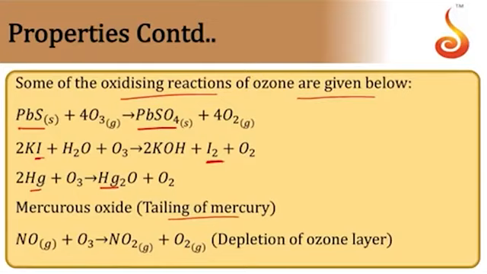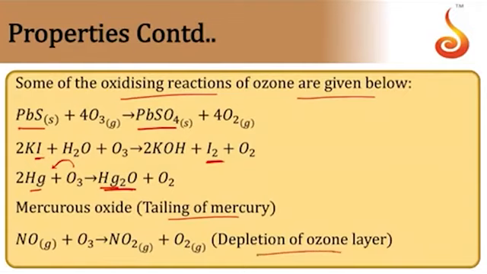It means that when you are passing ozone through a glass tube containing mercury, the mercury loses its meniscus and touches the walls of the glass tube. It touches the walls because of the formation of mercurous oxide. The phenomenon itself is called tailing of mercury, meaning losing the meniscus and touching the walls.